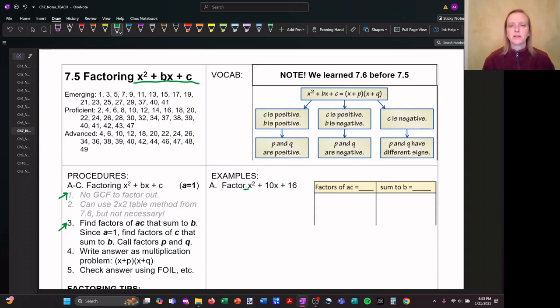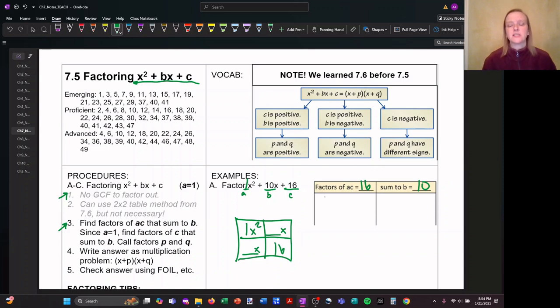So let's look at our A, B, and C values. A, for everything today, because there's no lead coefficient here, A is always going to be 1. Our B value in this case is 10, and our C value is 16. So A times C, 1 times 16 is 16, and I need my factors to sum up to 10. So I'm going to create my 2 by 2 table where I put 1x squared in the top left corner and 16 in the bottom right.